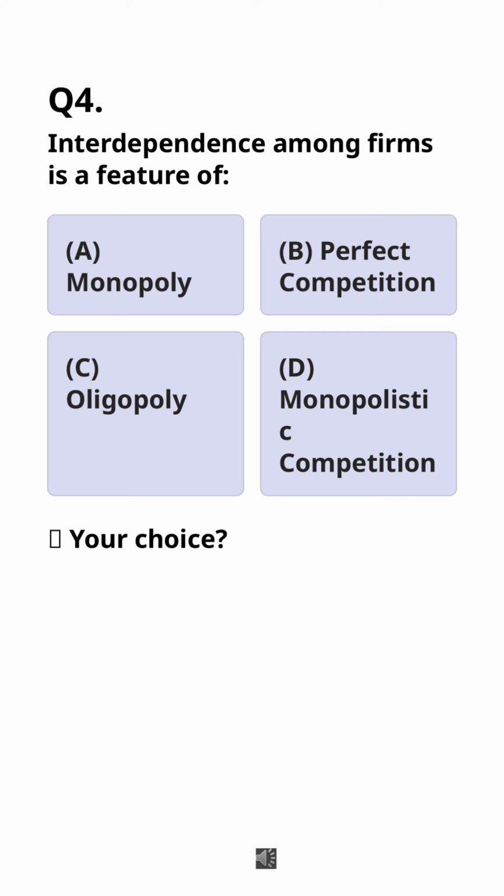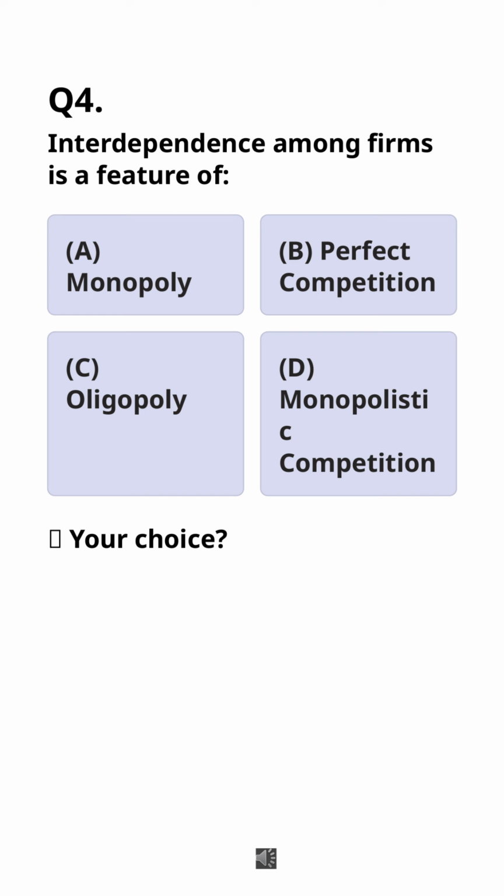For example, in an oligopoly, a few large firms dominate the market, and they are highly interdependent. If one firm changes its prices or introduces a new product, the others are likely to react. That's what makes oligopolies so interesting. They're characterized by this strategic interdependence.